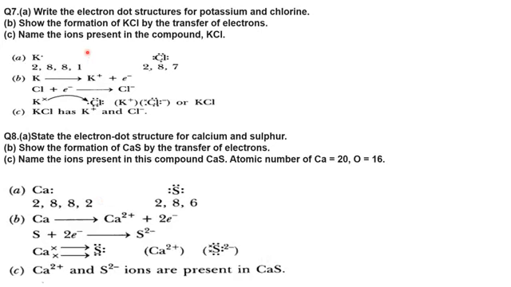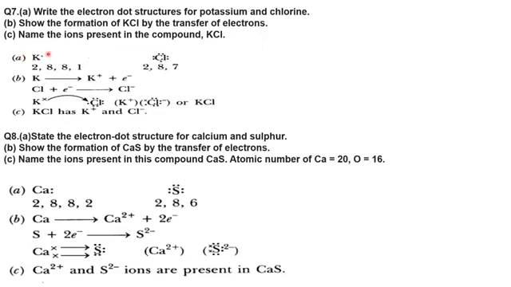Now coming to the electron dot structure for potassium and chlorine, you have to draw the electron dot structure. Show the formation of calcium chloride by the transfer of electron. Name the ions present in the compound. Potassium and chlorine. We know the configuration of chlorine. Chlorine requires 1 electron.